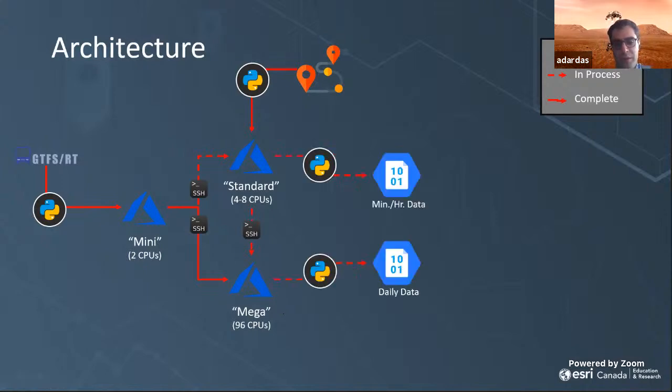But nonetheless, both of them would send data over. This VM would send hourly data to an Azure blob storage, which is where you can store a lot of data pretty cheaply. And the same thing goes for the Mega VM for the daily data, in another Azure blob storage.